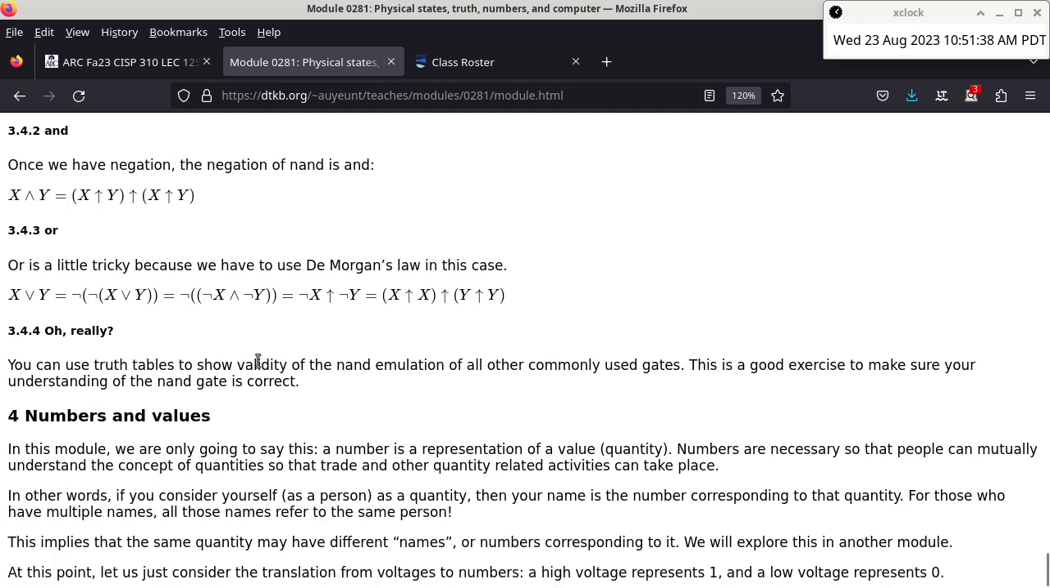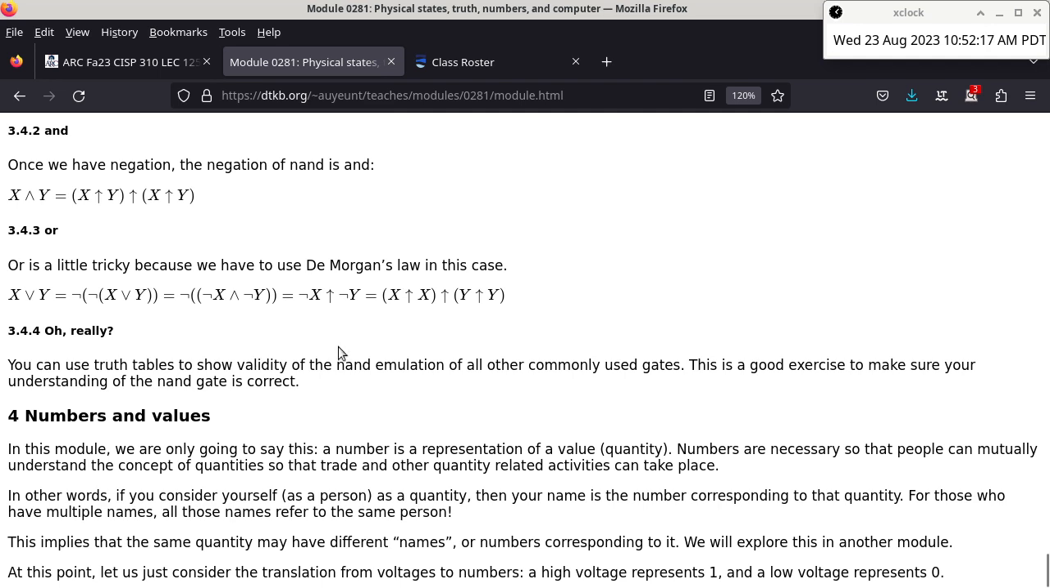Or is the more complicated one, because we actually have to use De Morgan's law. We'll get into De Morgan's law a little bit more later on in this semester. Okay, this is one of the really fun things that we can do in Boolean algebra. The focus of this class is not Boolean algebra, but we will use Boolean algebra as a tool. Okay, CISP 440 or discrete structures is the class where Boolean algebra is the focus, not so much in this class. But knowing De Morgan's law is going to be very helpful in many situations.